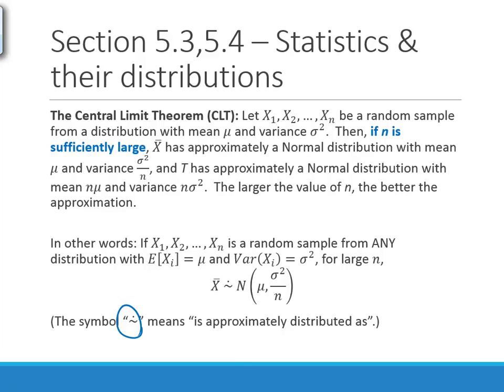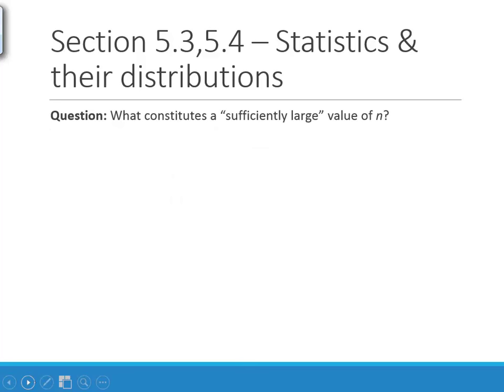So the caveat, which I've highlighted in blue here, is if n is sufficiently large. What constitutes a sufficiently large value for n? Does anybody have any ideas what they think would be sufficiently large? What's that? 50. We have a 50. Any other ideas? 80, 30. You guys don't want anything too large? Any other guesses? 200.